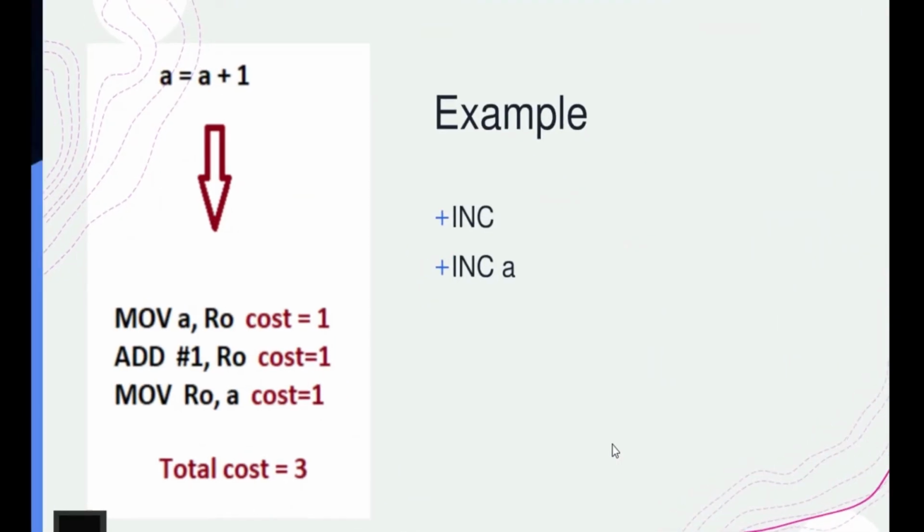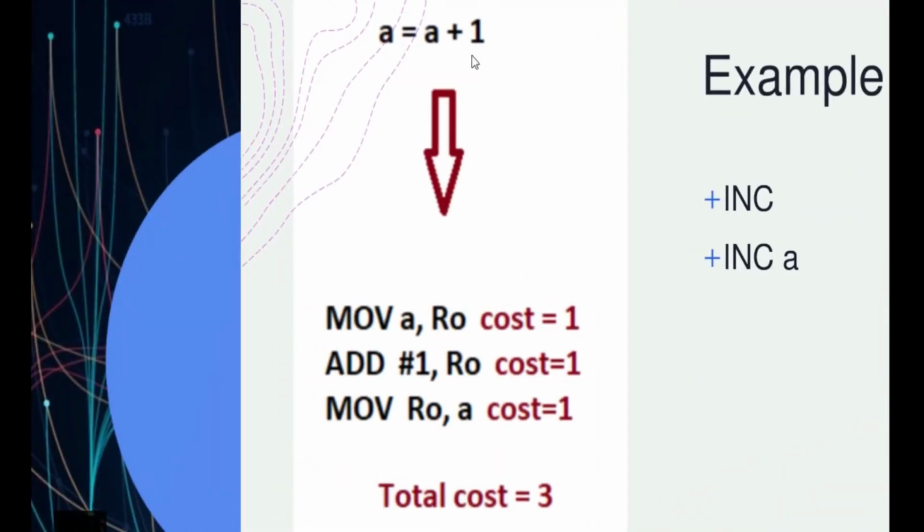For example, a = a + 1, a normal increment operation. For performing this operation, the target code for this expression would be: first we will move a to the register R0. The cost for this move operation is 1. Then we will add 1. 1 is nothing but a constant value, that's why we are using an immediate representation, hash. So we will add #1 with R0. Now R0 contains the value of a, and with that value we are adding 1. The cost for this addition operation is 1.